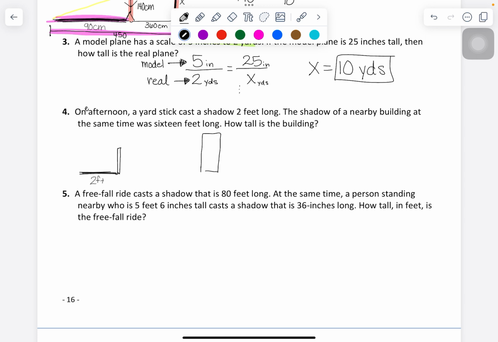Building nearby. Casting a 16-foot shadow. How tall is the building? Did you notice they didn't actually give you the length of the yardstick? Because you should know that length. How long is a yardstick? I hope you said 1 yard.